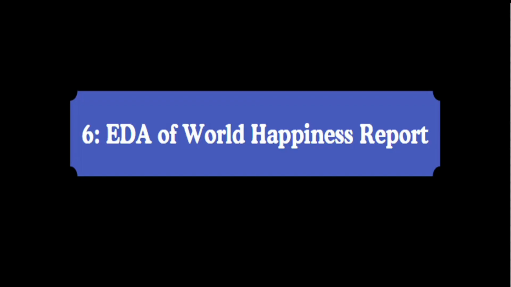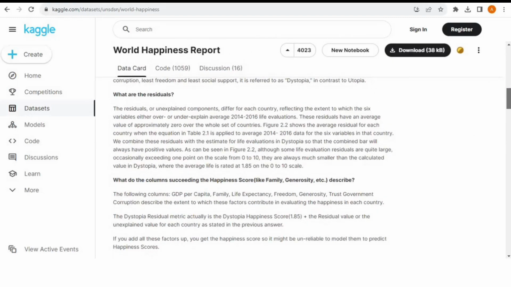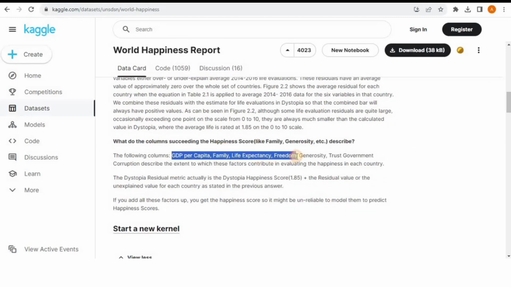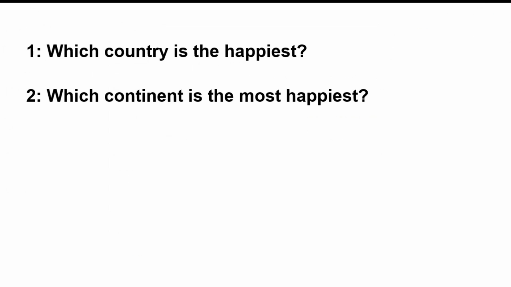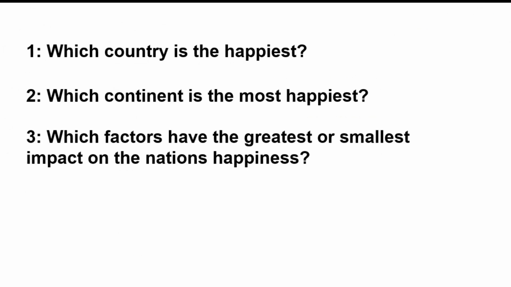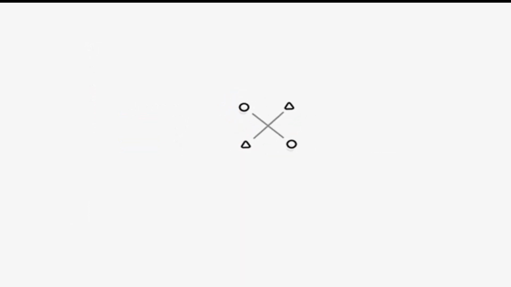Another topic can be World Happiness Report. And to do so, you can use this data set which tracks 6 factors to measure happiness across the world citizens, which are life expectancy, economics, social support, absence of corruption, freedom, and generosity. So which country is the happiest? Which continent is the happiest? Which factors appear to have the greatest or the smallest impact on the nation's happiness? Overall, is the happiness throughout the world increasing or decreasing? These are all the questions that you can answer using the dataset by performing exploratory data analysis on it. Good visualizations, whether static or interactive, make a great addition to any data analytics portfolio.